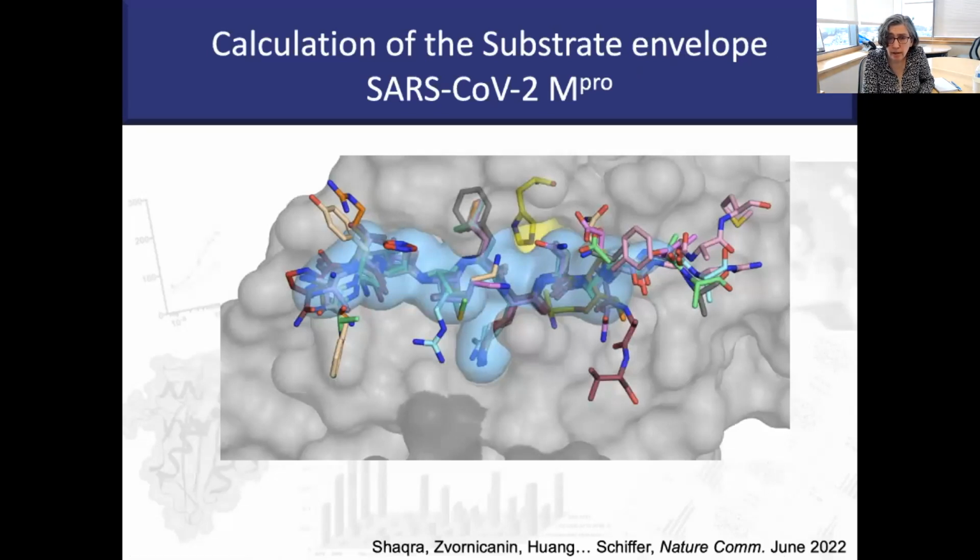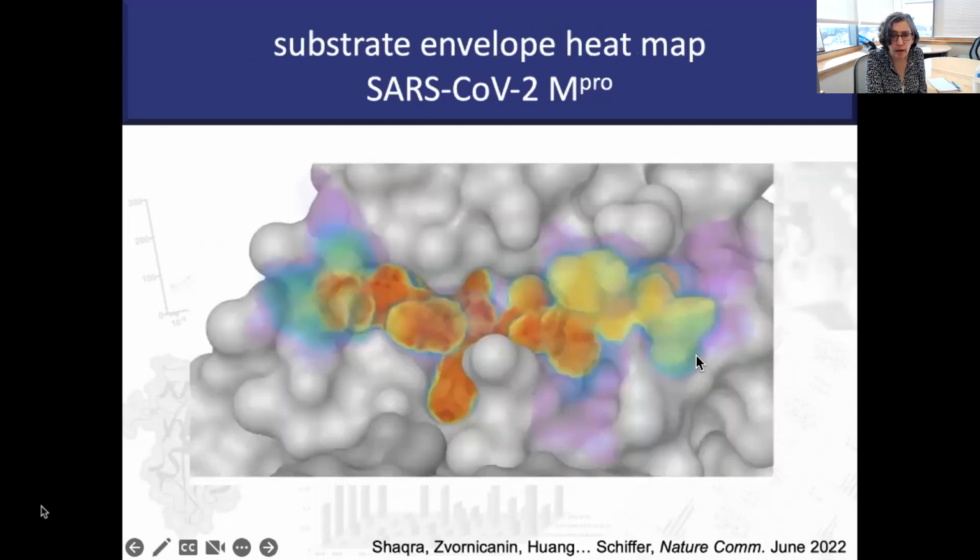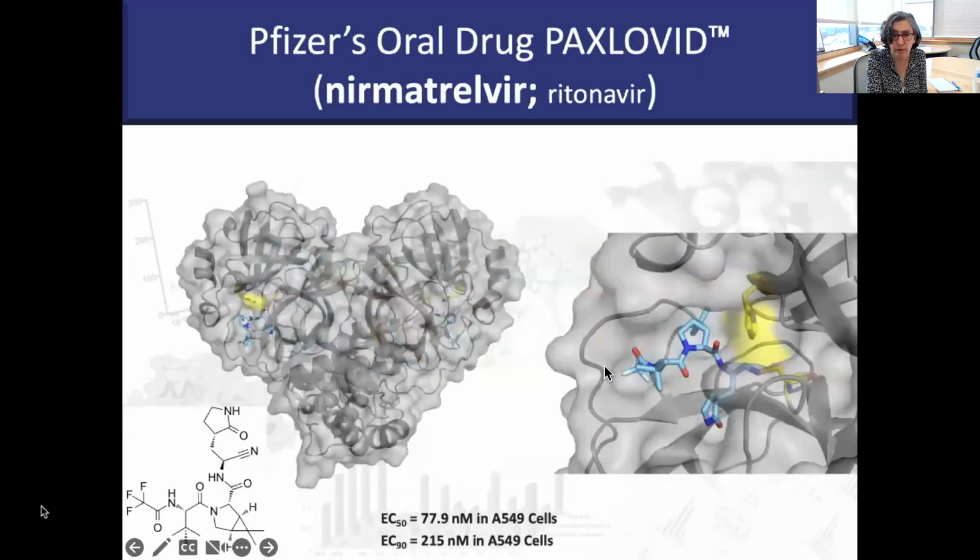We calculated, as we did with the hepatitis C and previously with HIV protease, the substrate envelope from the different substrate crystal structures, and you can see that it's much more conserved on the unprimed side of the cleavage site than on the primed side. Here's another representation of this as sort of a heat map, looking at the conservation of the substrate envelope.